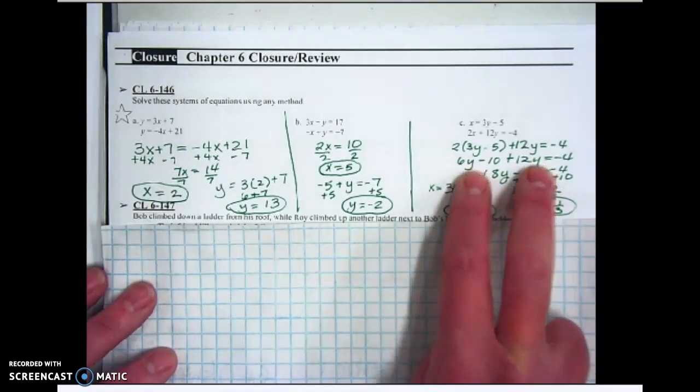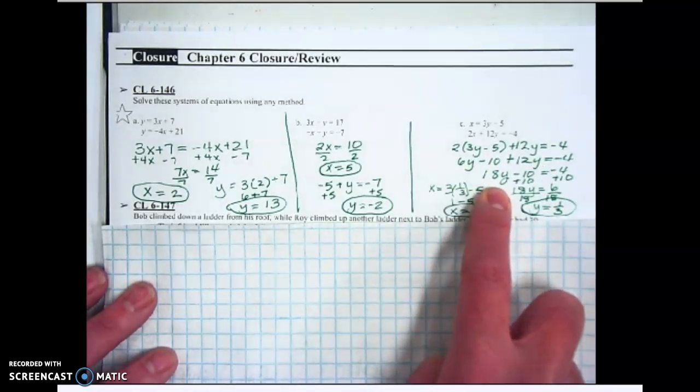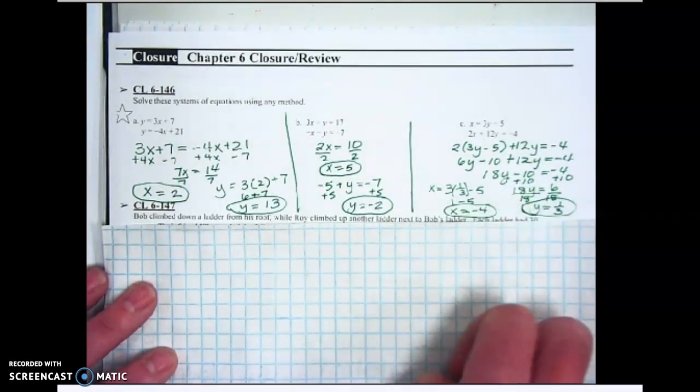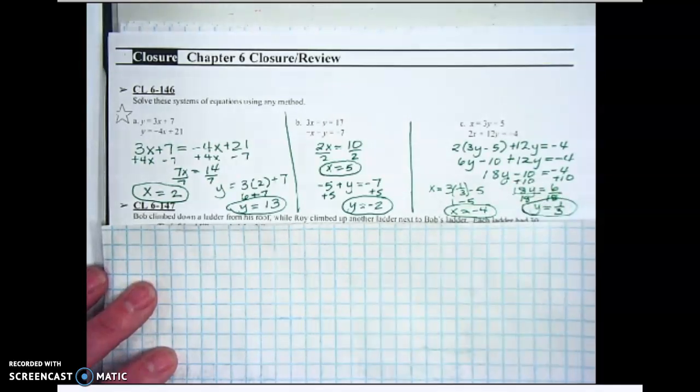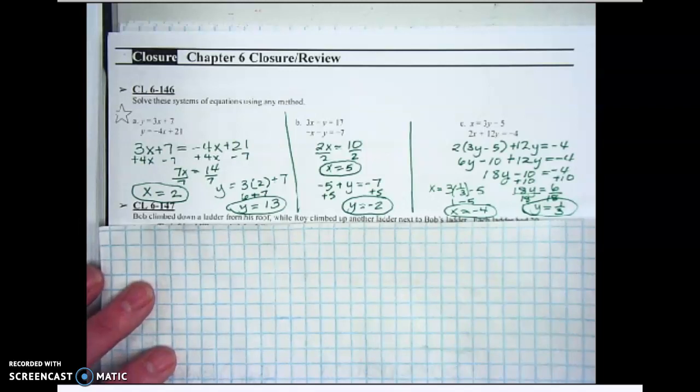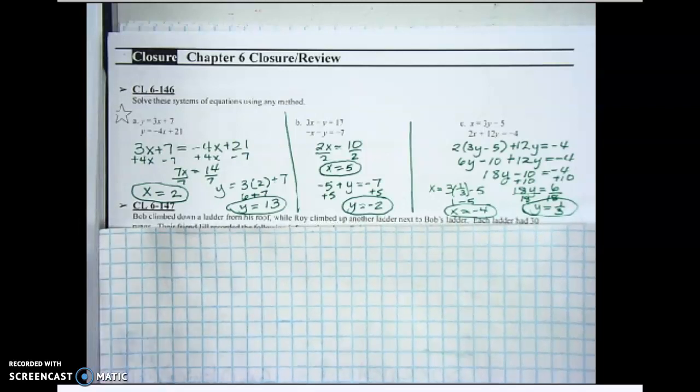So we've got a 6y and a 12y, which is 18y. Add the 10 to both sides. And then 6 over 18, I reduced it to 1/3. Okay? Then I plug the 1/3 back into the equation. 3 times 1/3 is 1, and 1 minus 5 is negative 4. Any questions on A, B, or C?